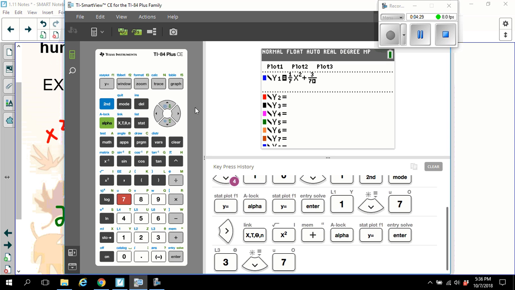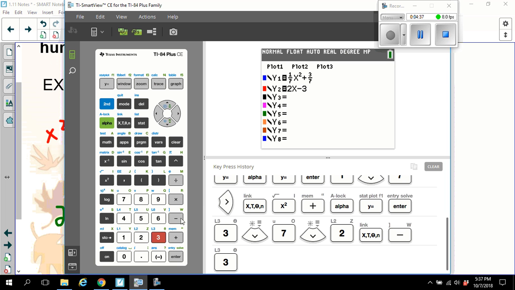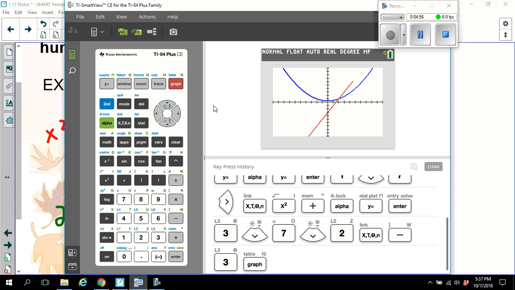Now we've got to put in our y2, so I'm going to down arrow for that. This one's a little bit easier. All we've got to do is put 2x minus 3. Make sure you use the minus button. If you don't, it's going to say an error or it will not work. Okay, now we're going to press the graph key so we can see where it intersects. Now notice that we will have a quadratic and a linear, and that means they probably will intersect at 2 places. So there's our quadratic, and then there's our linear.